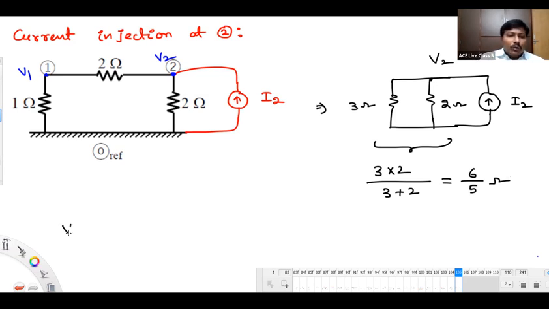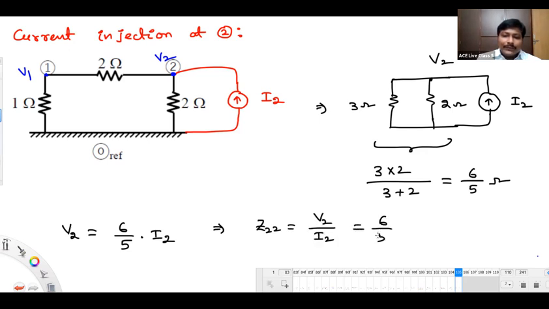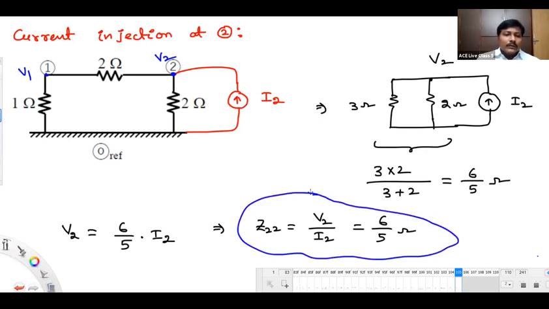Now, the value of voltage V2 is nothing but 6 by 5 into I2. So this implies Z22 equals V2 by I2, which is 6 by 5 ohms. That's the Thevenin impedance with respect to bus 2. Z22 is 6 by 5 ohms.